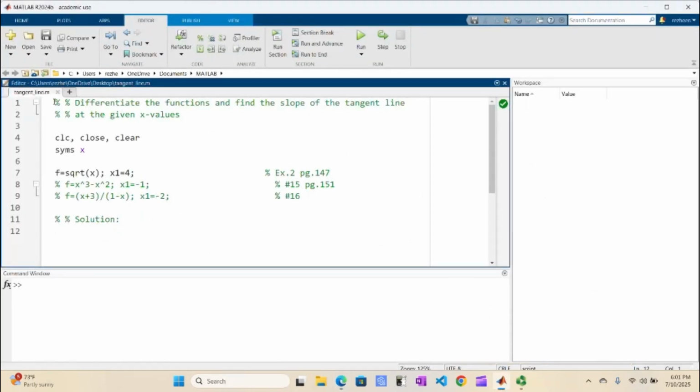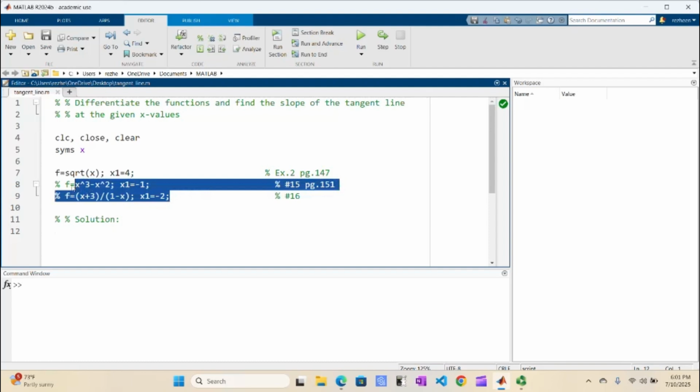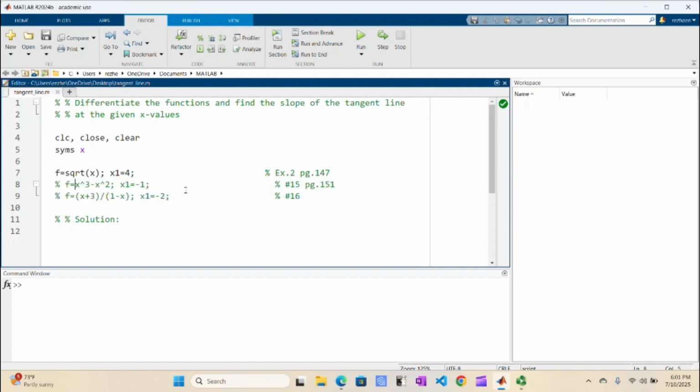So I've already put in a lot of stuff here. I've put the given problem in there. This was example 2 in our book. We're also going to be looking at a couple of different problems in the textbook, as they are work problems in the homework section, number 15 and 16. But for example 2, we're going to do that first. I've already commented what it is, and we closed and cleared the workspace and so on. We're also doing this symbolically, of course, so we only need x as a symbolic variable. So let's go ahead and start.